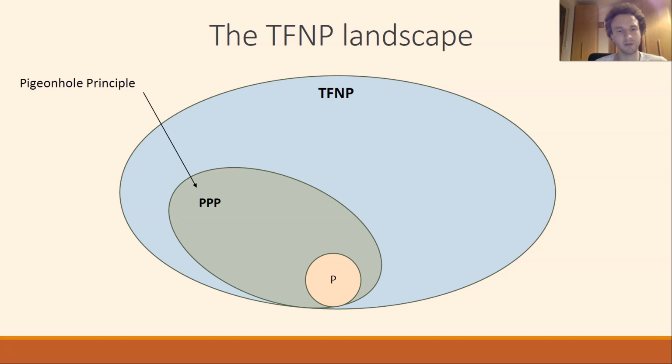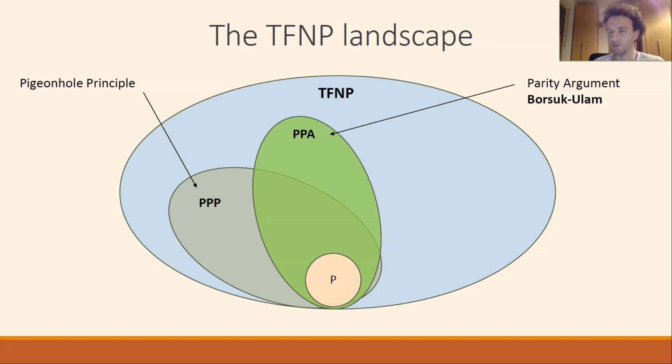The first one I want to mention is PPP. You can think of PPP as containing all TFNP problems for which totality can be shown by using the pigeonhole principle. In other words, you can prove that every instance has at least one solution by using the pigeonhole principle.